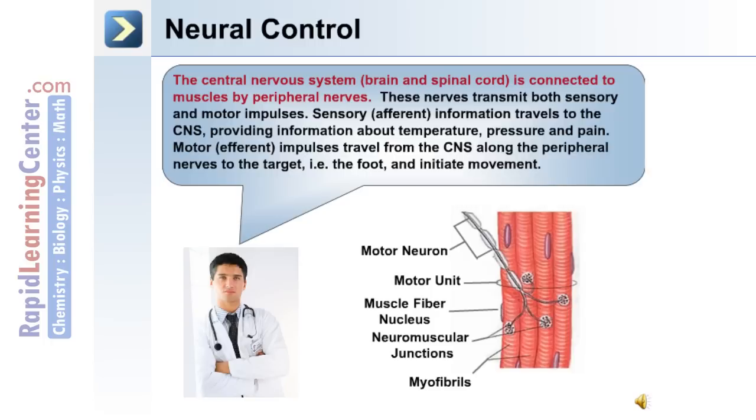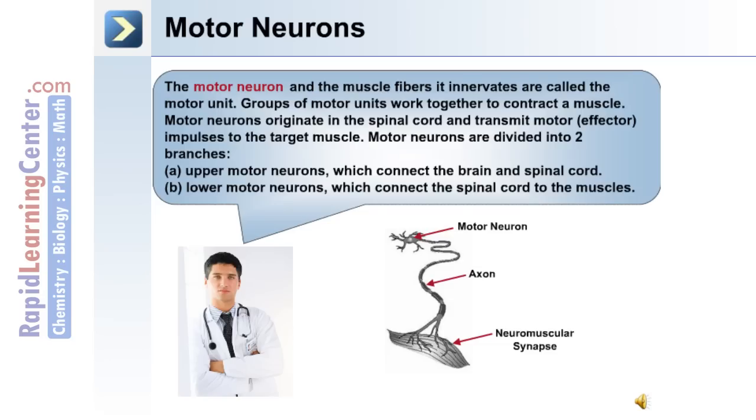This image depicts the relationship. The neuromuscular junction connects the motor neuron with the myofibrils, and this makes up the motor unit. The motor neurons. These are the neurons that innervate and activate muscle fibers. And the motor neuron and the muscle fiber it innervates is called the motor unit. Groups of motor units work together to contract a muscle.